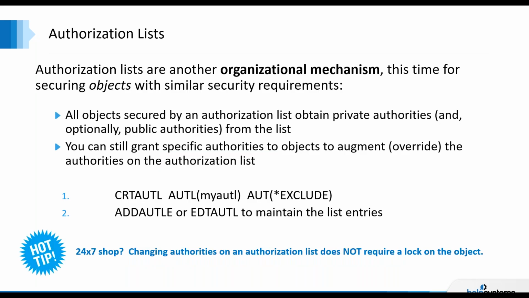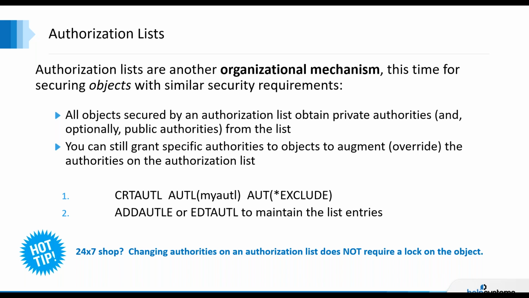Now, this is designed to consolidate or group together similar objects, similar from the perspective of what their security requirements are, their permissions. Any object that is secured by an authorization list is going to get its private permissions and potentially its public permissions from this authorization list. In fact, the list is not giving any more or any less authority. All it's doing simply is centralizing the definition of the permissions to one place.